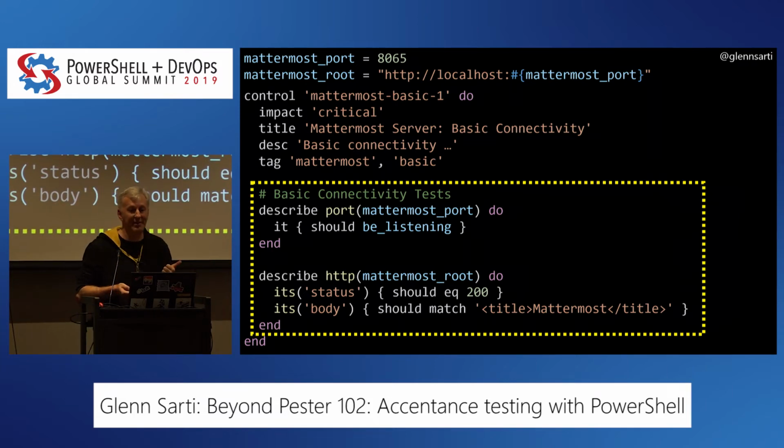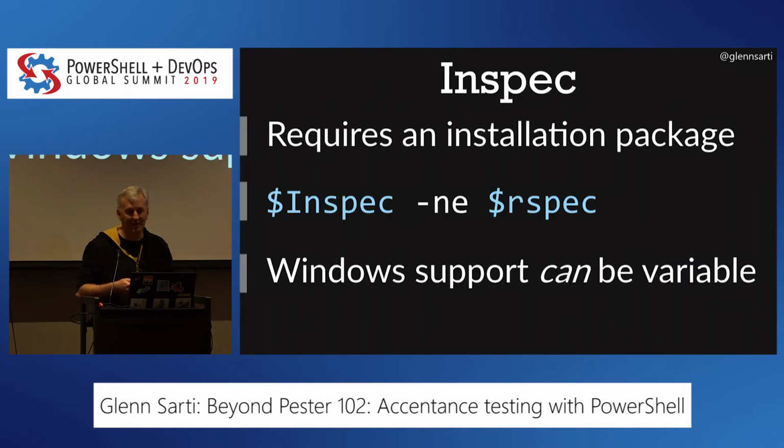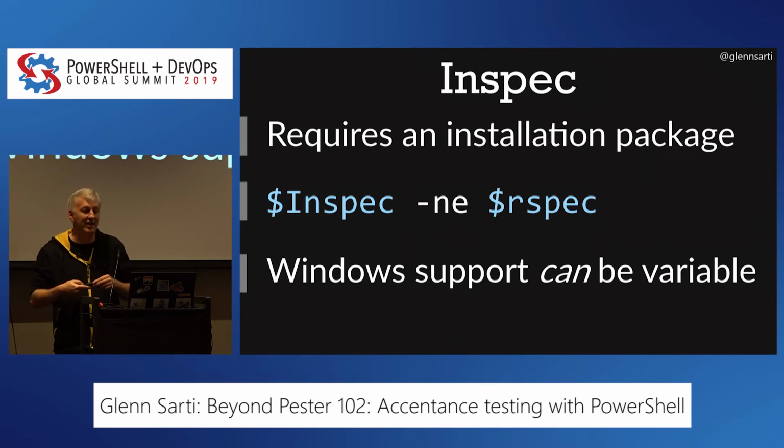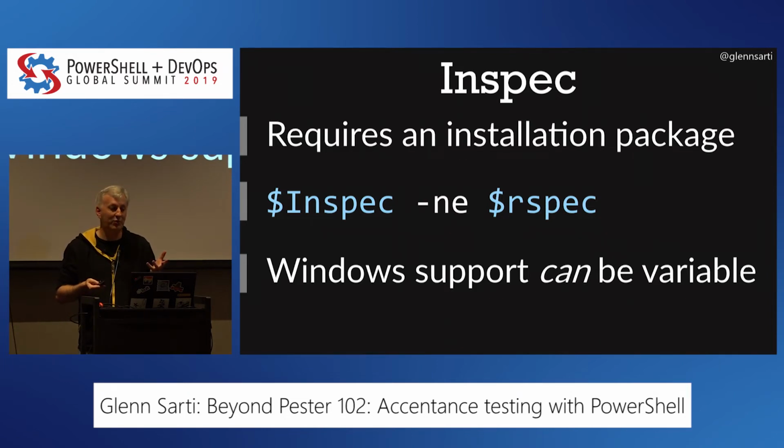But unfortunately, it's not all rainbows. Inspec requires an installation package, so you can get Inspec either via the ChefDK, or you have to install Ruby on Windows, which is so much fun, and use a gem installation process, and this can be quite painful. Also check the licensing for Inspec because it has recently changed.